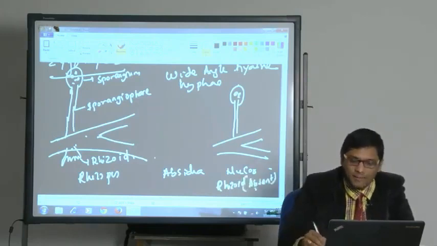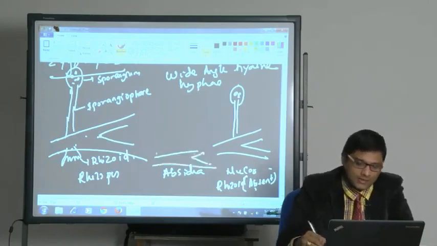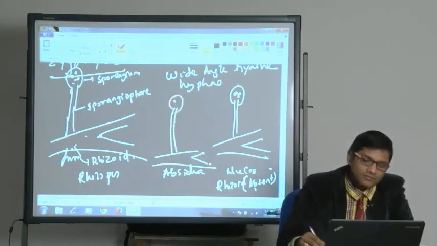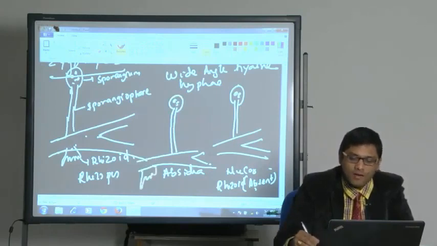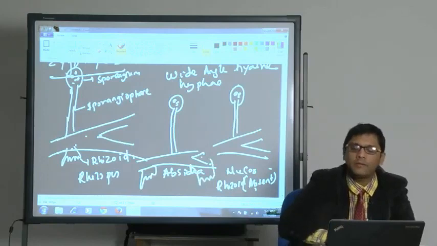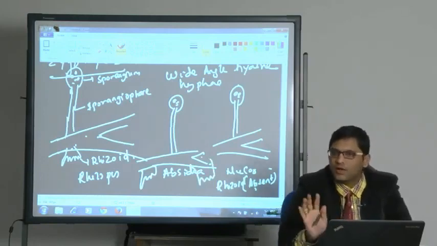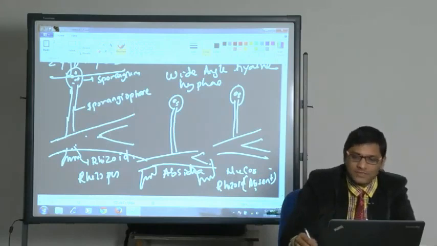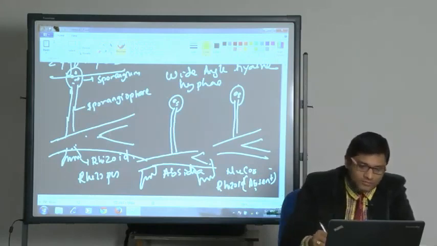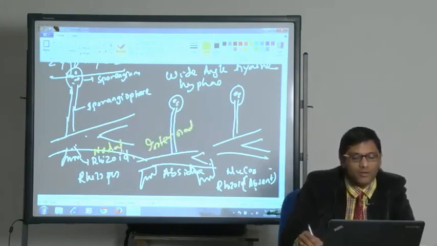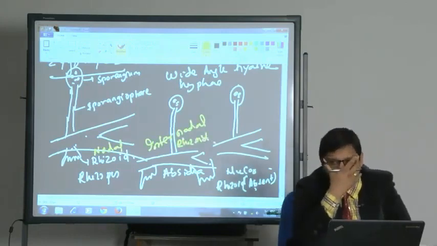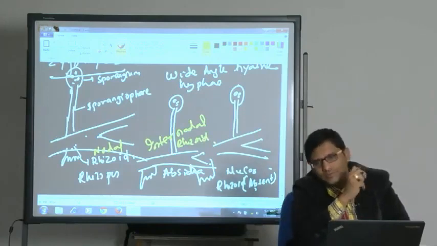In Absidia, they say that the rhizoid will be internodal. In between two rhizoids, the sporangiophore will be there. So Rhizopus will have a nodal rhizoid. Absidia will have an internodal rhizoid.